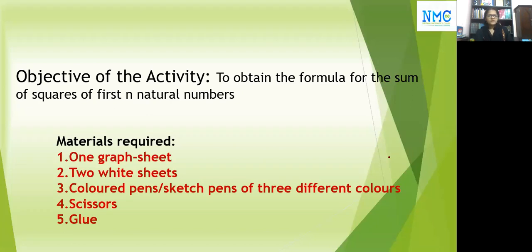The objective of today's activity is to obtain the formula for the sum of squares of first n natural numbers. And we are taking very easily available materials: one graph sheet, two white sheets, and colored pens or sketch pens of three different colors. And for cutting and pasting, we can use scissors and glue. That's it. Now, how to conduct the activity?